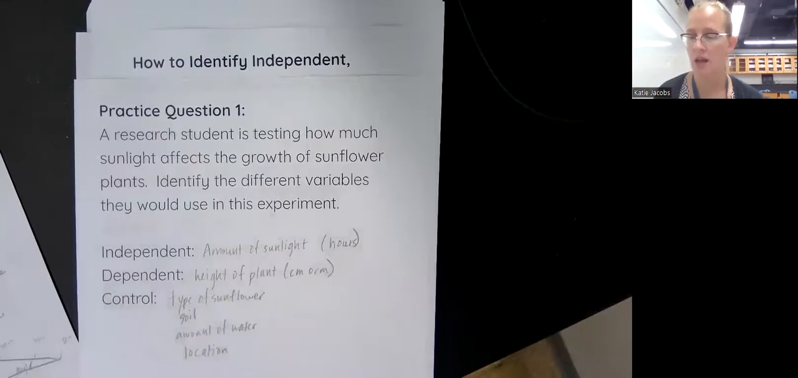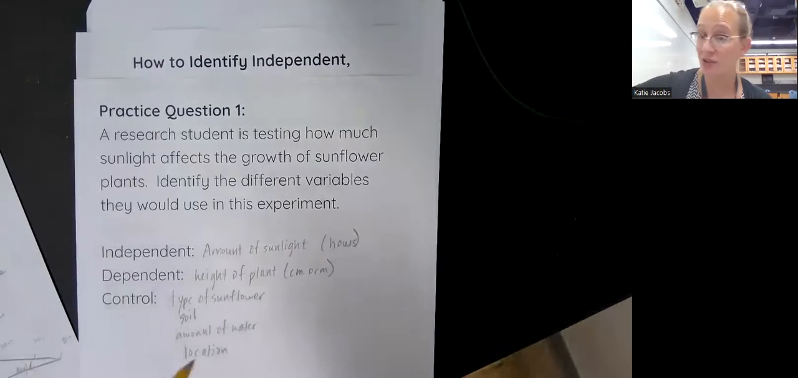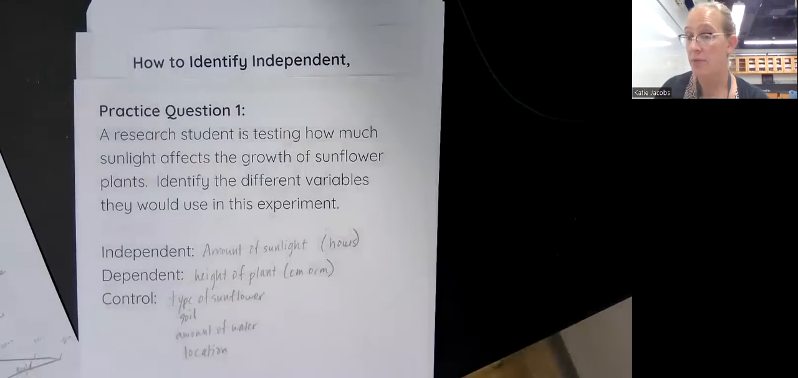I don't really have control over the weather, so that would be something that's difficult to control. If you did it with a grow lamp or a heat lamp or something like that, that would be a more controlled experiment to set up, because then you have control over how much sunlight there is.